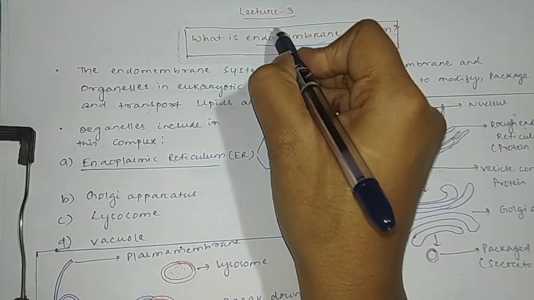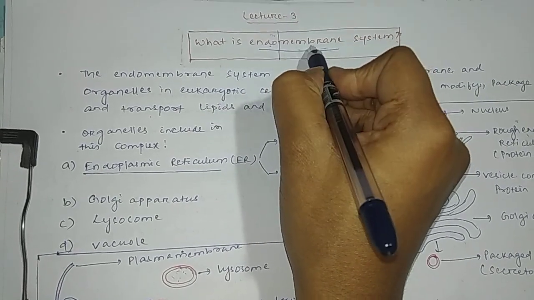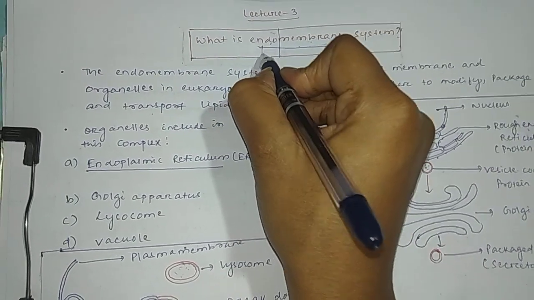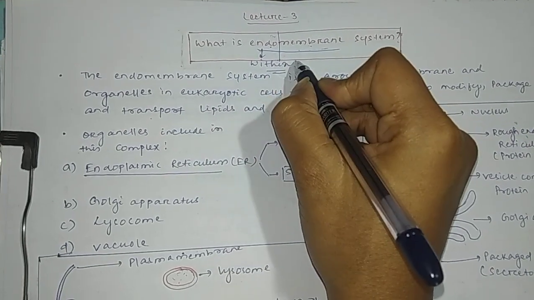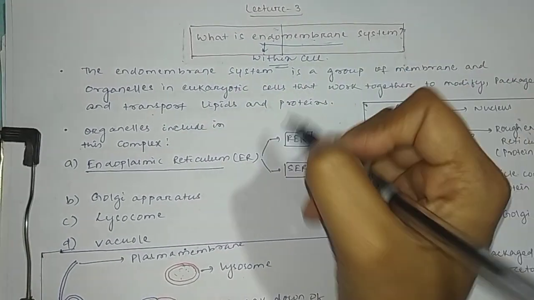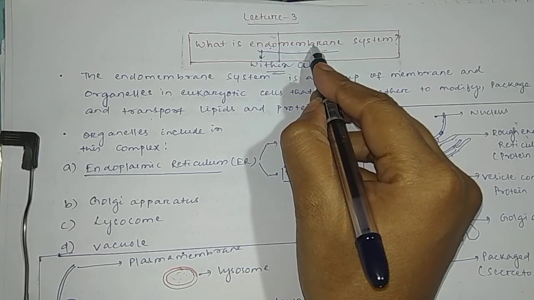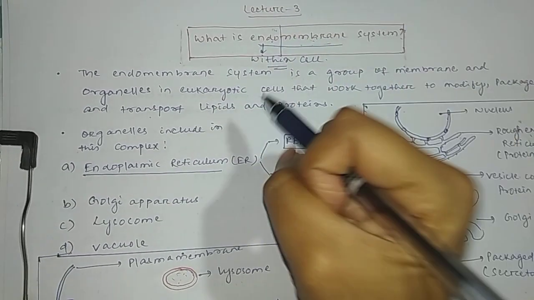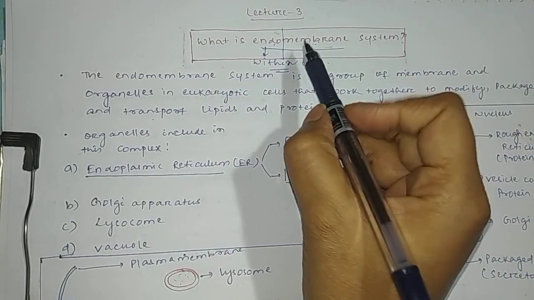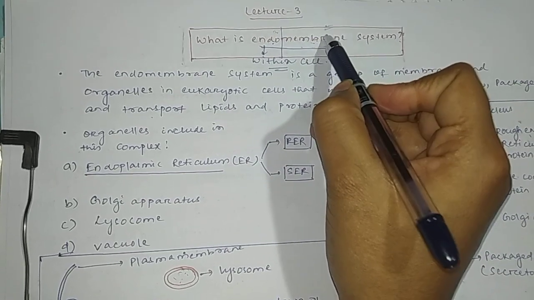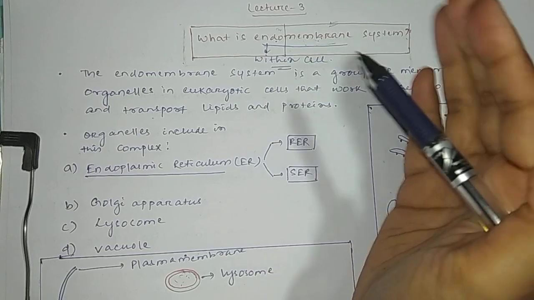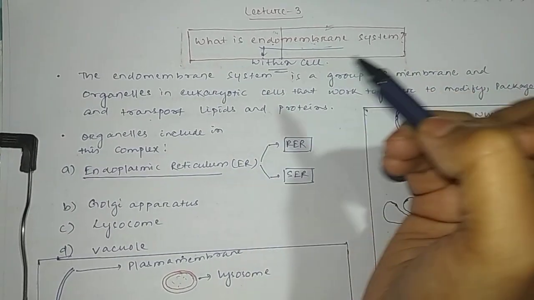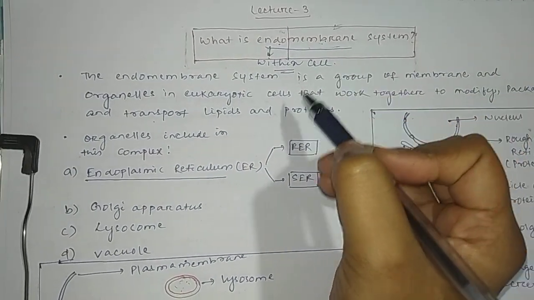You can see this as endo and membrane. Two words, right? Endo means within. Okay. Within what? Within cell. Within cell, there are many membranous structures that are interconnected with each other, and these structures are known as endomembrane system. They perform a particular function. As you can see, there are organized functions performed by all this membrane system.